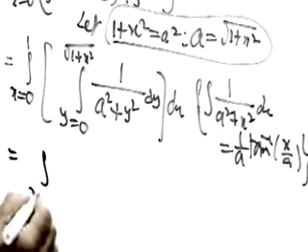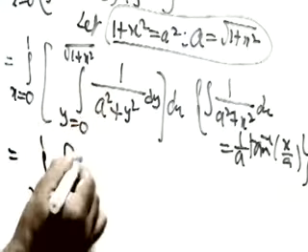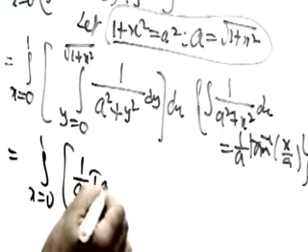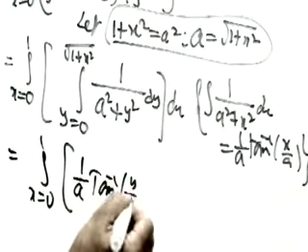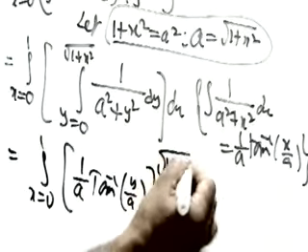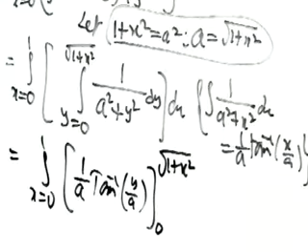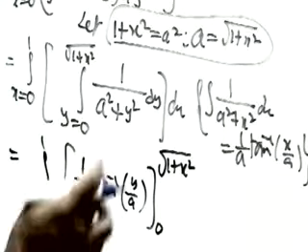So you write this as it is, equals to integration x equals to 0 to 1. Now let me integrate this one. 1 by a square plus y square is 1 by a tan inverse y by a. Now we have to substitute the limits here. Upper limit minus lower limit.